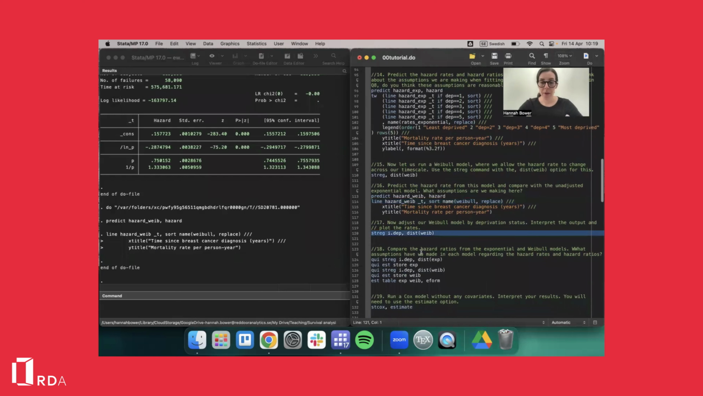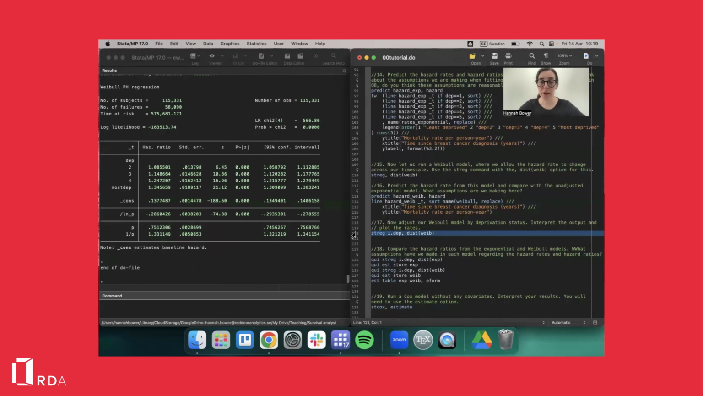So let's then look at when we do want to adjust for deprivation status. So we use the streg command again, and we add this i.dep option, which tells us that we want to include the deprivation variable. And now we have hazard ratios again here presented. And again, these are all with reference to the deprivation group 1, the least deprived. So if we look at the most deprived output here, we have a hazard ratio of 1.35. Previously, we had 1.37 in the exponential model. This 1.35 means that the mortality rate in those that are most deprived is 1.35 times that in the least deprived group.